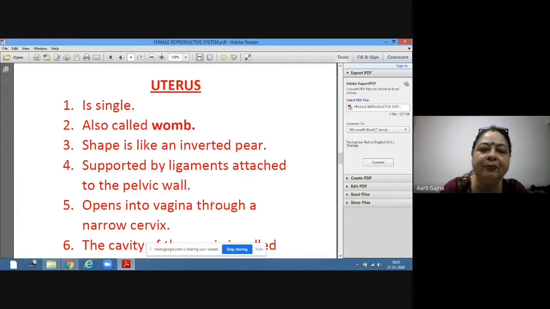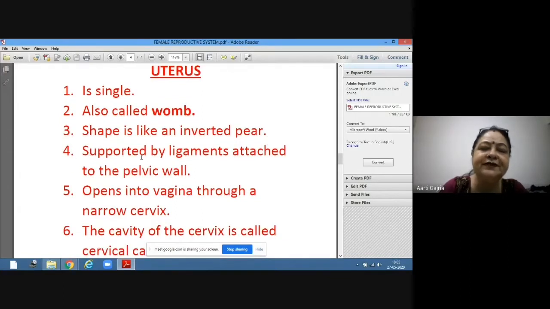And the shape of this uterus is like an inverted pear. Pear, you know, this is one fruit, pear, which we call babu gosha. So the shape of the uterus is like that, like an inverted pear.